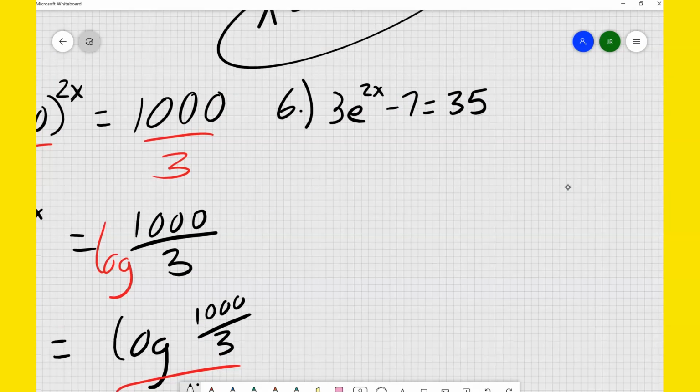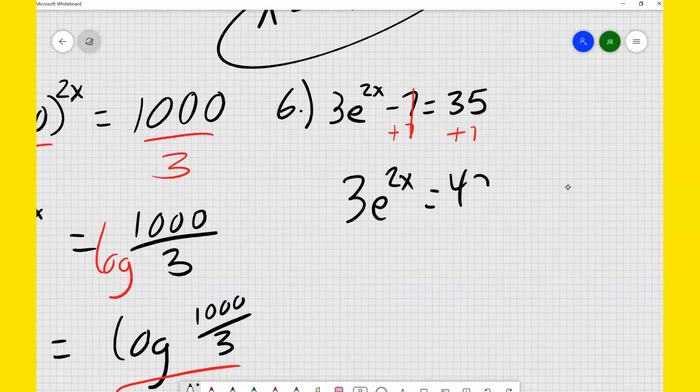All right, here, what are we doing first? We're getting rid of that -7 by adding 7 to both sides. And that gives me 3e to the 2x equals 42. Then I divide both sides by 3 to get rid of that 3. And I get e to the 2x equals, what's 42 divided by 3? That's going to be 14, I think. Yep.